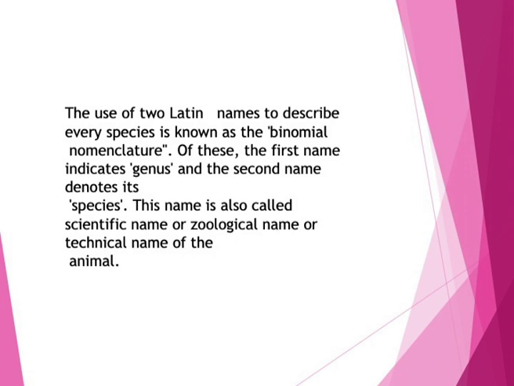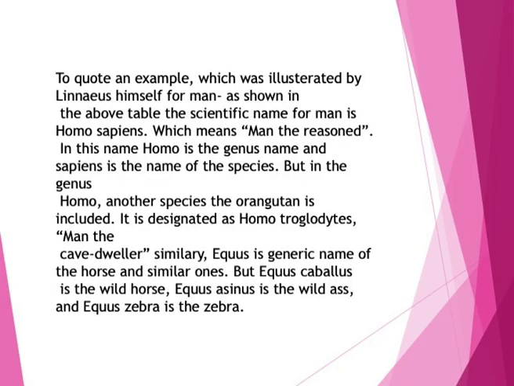The use of two Latin names to describe every species is known as binomial nomenclature. Of these, the first name indicates the genus and the second name denotes the species. This name is also called the scientific name or zoological name, or we can also call it the technical name. To quote an example illustrated by Linnaeus himself for man, as shown in this table.